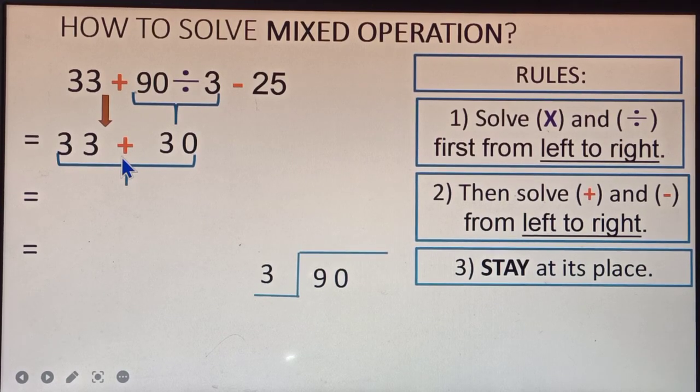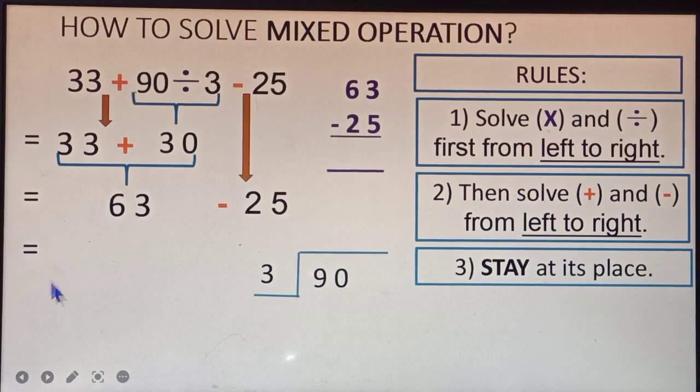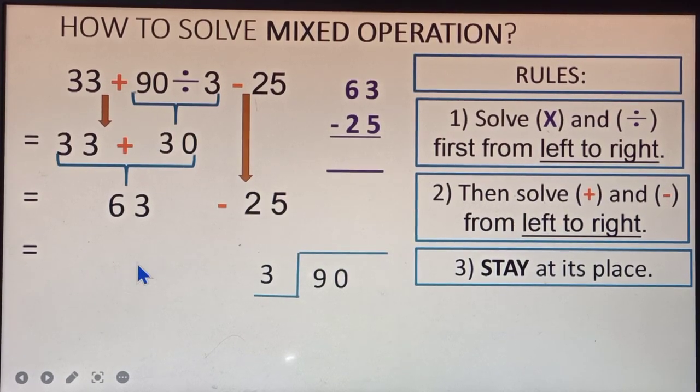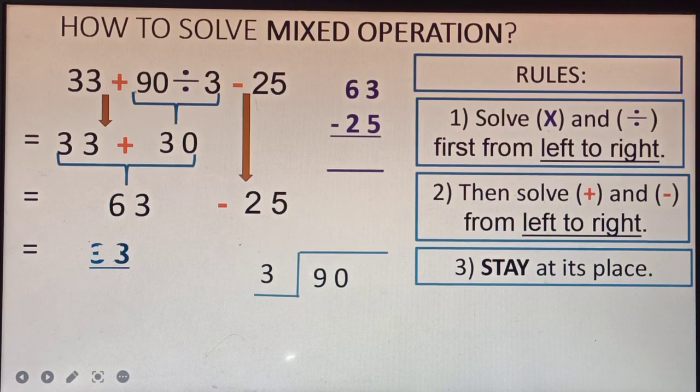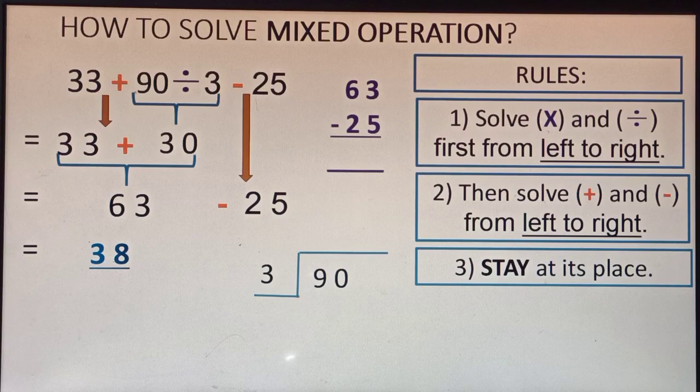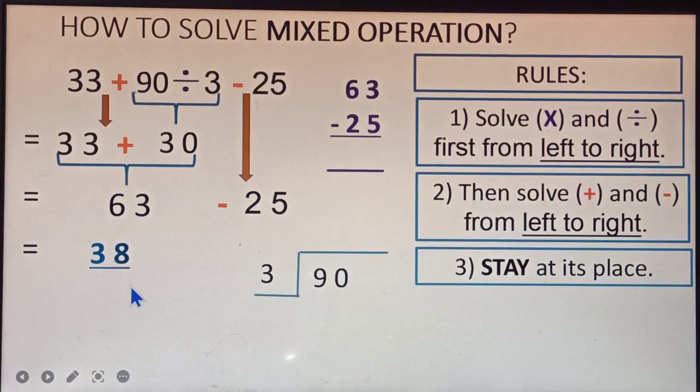Okay, so 33 plus 30 is 63. And baru ke kanan minus 25. And you got, alright, you can show your working here. Okay, borrowing. Can you see borrowing here? So 63 minus 25, I got 38. Okay, 38. So that is how you use the rules here.